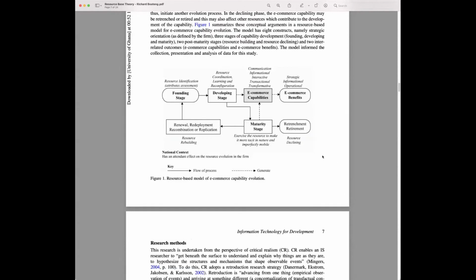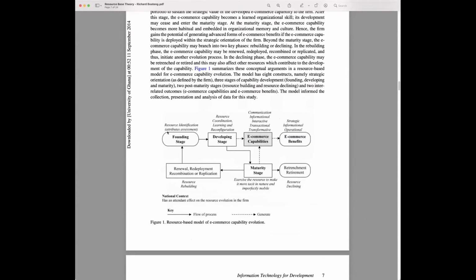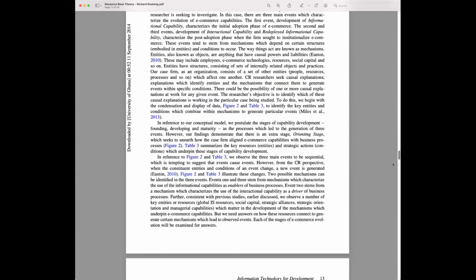Good, this was the previous model. So they had this model in the beginning, and then they went to test, check whether the model can explain the phenomenon. And they said that the model cannot explain the phenomenon as they wanted. So they changed parts of the model. Look at this one: founding, developing e-commerce capabilities, and go to maturity stage. So founding, develop, maturity. So e-commerce capabilities come here and then go to benefit. That's what he's saying. But at the maturity level, the resources can be retrenched or they can be renewed to go back to the founding stage. By the time we finished the study, it was a little bit different.